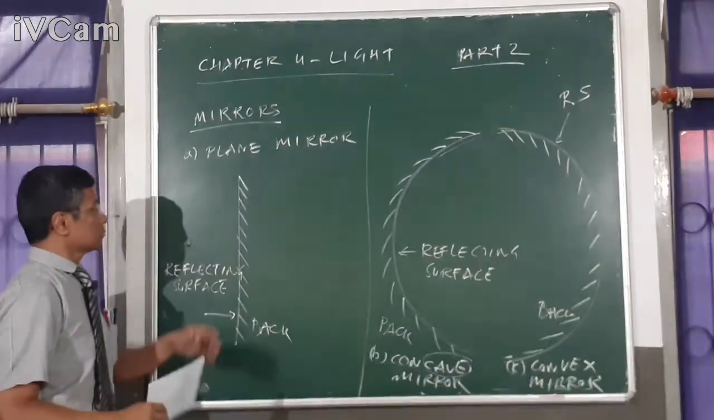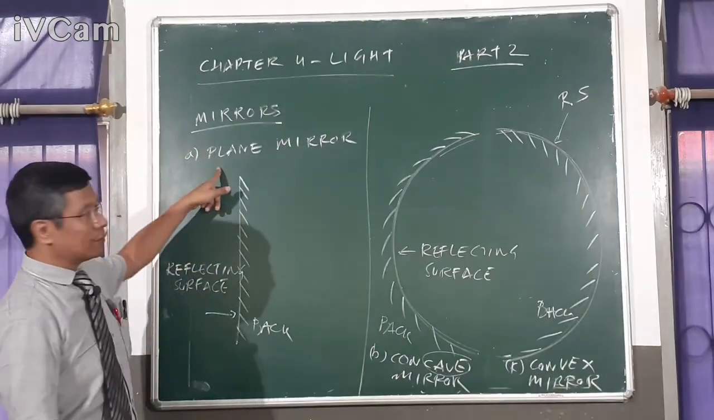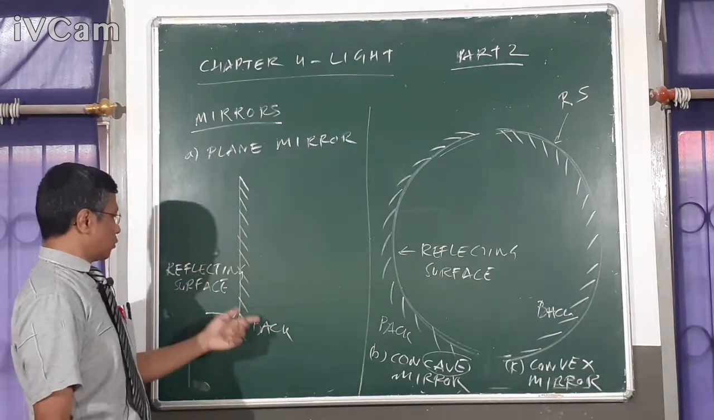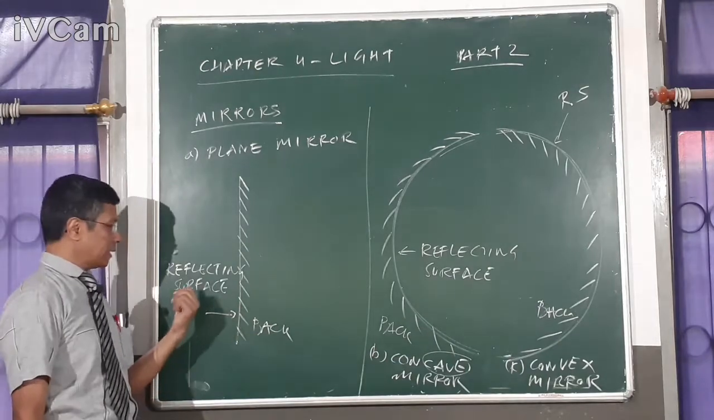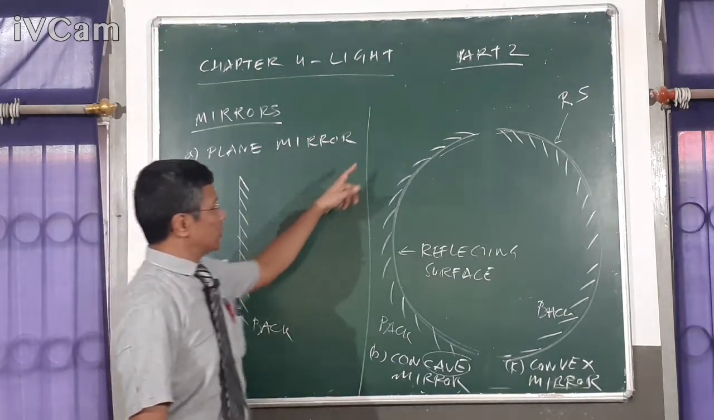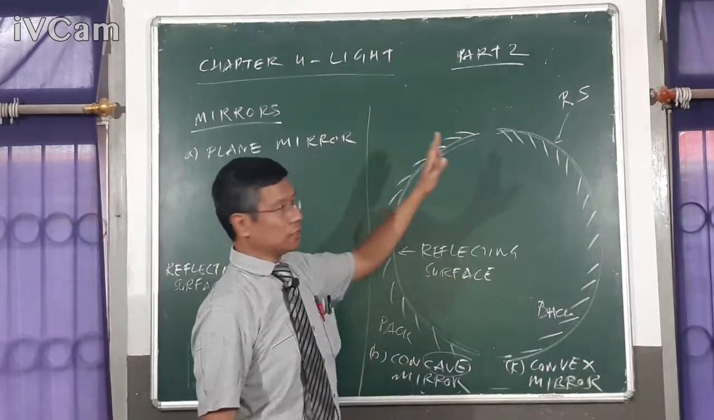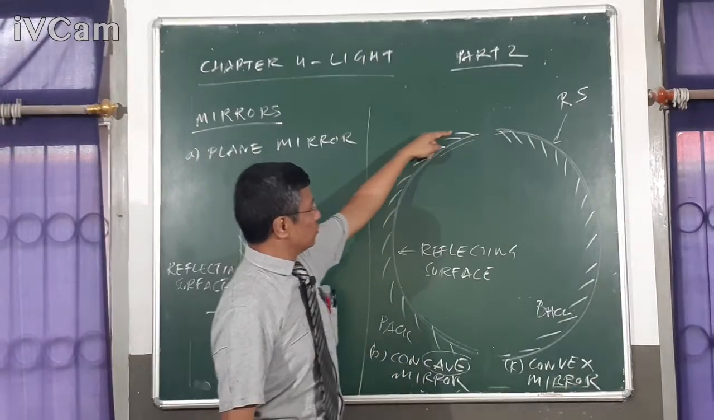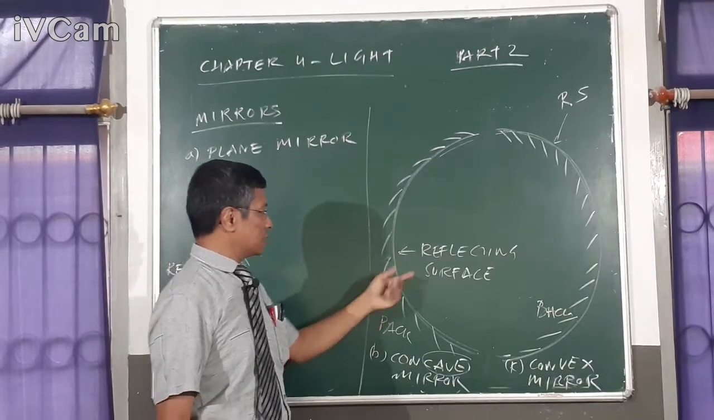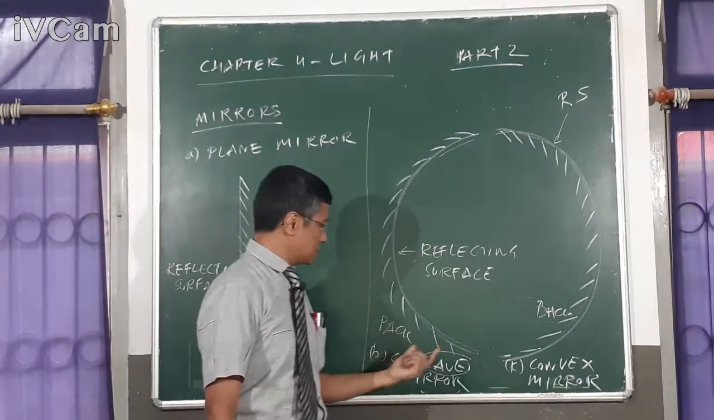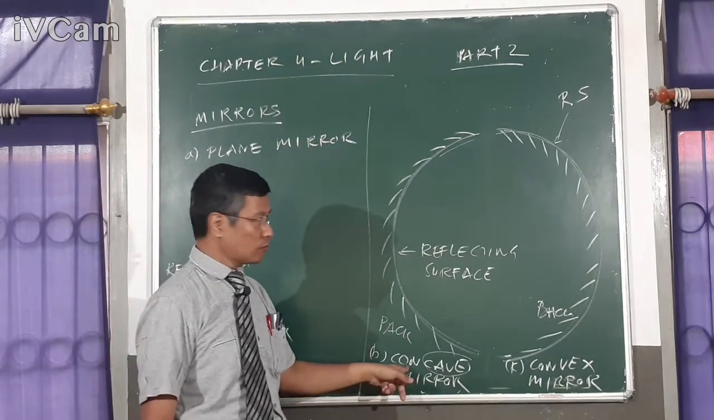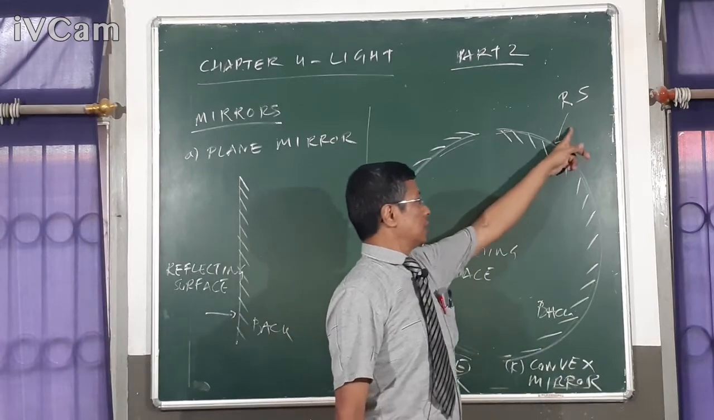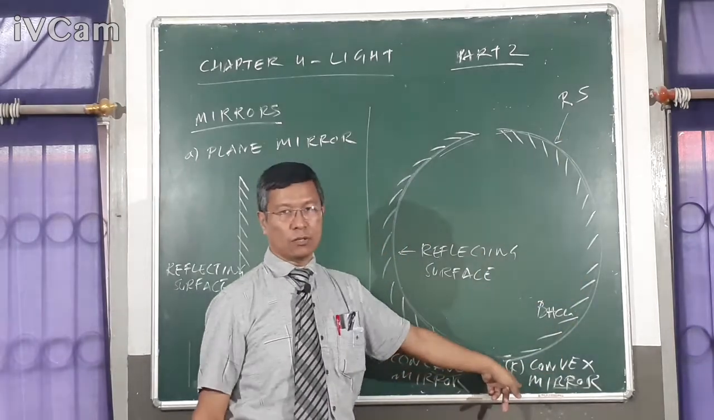So once again, there are three types of mirrors. One is a plane mirror. A plane mirror has a straight surface in which one side is silvered, which becomes the back, and the other side becomes reflective. If you take a glass sphere and cut it into two parts, and if you silver the outside, the inside becomes reflecting. This type of mirror is called a concave mirror. If you silver the inside, and this becomes the back of the mirror, and the outside becomes reflecting, this kind of mirror is called a convex mirror.